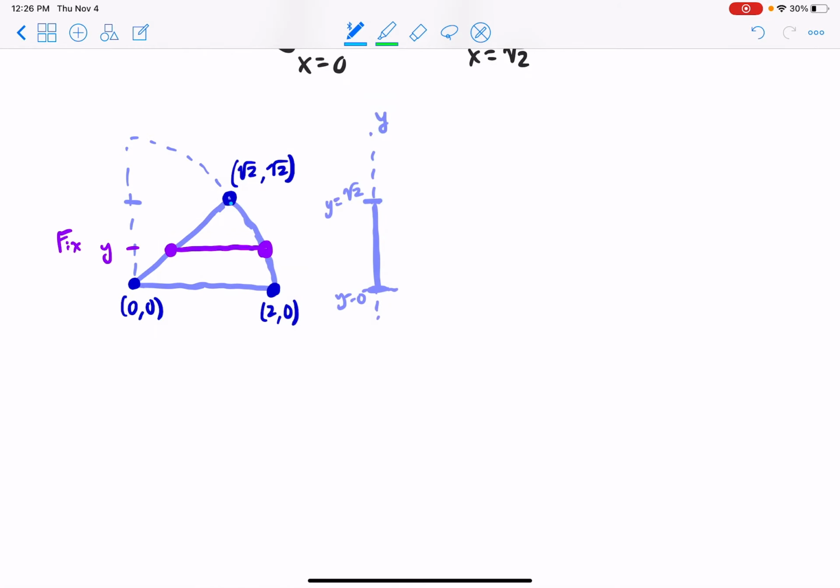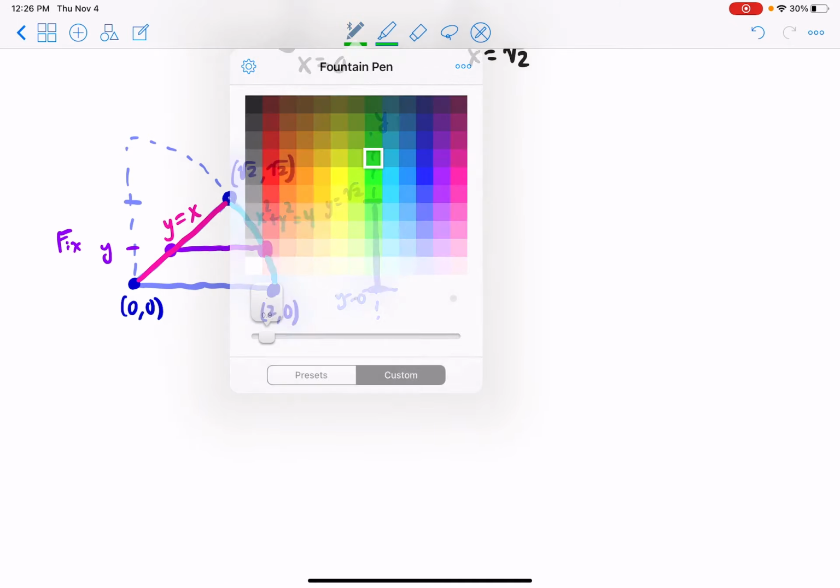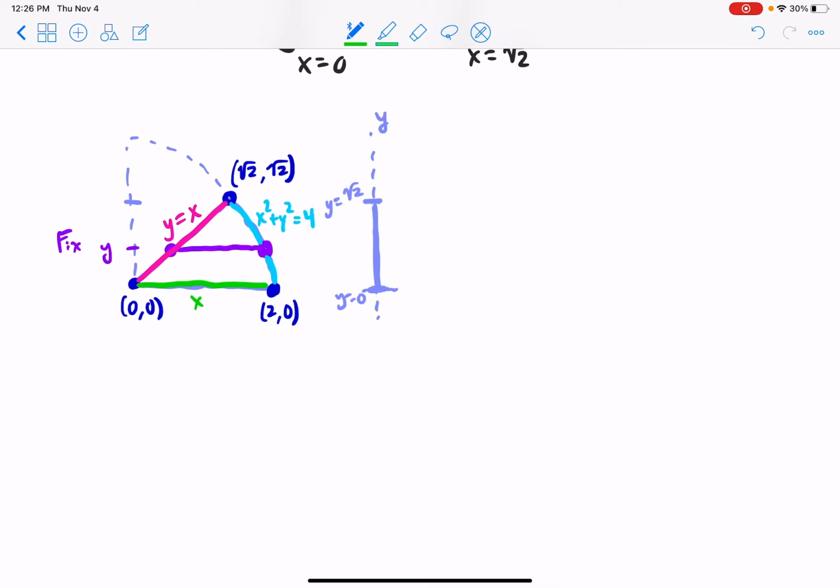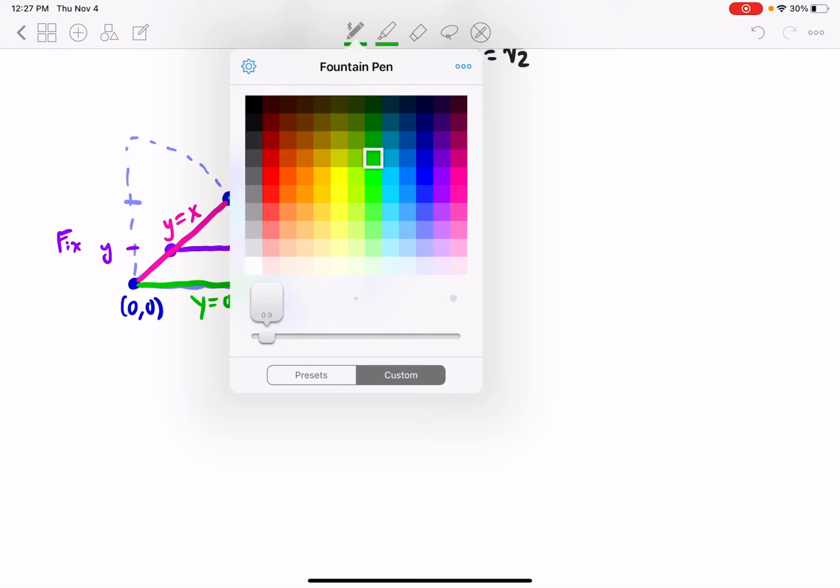And the equations of these curves are the same. This was x squared plus y squared equals 2. Oh wait, sorry, 4, right? I always get confused. You have to square it to get to a circle equation. And this is still y equals x. All the boundaries are the same. And this is still y equals 0. Right? And so now we can integrate the other way.